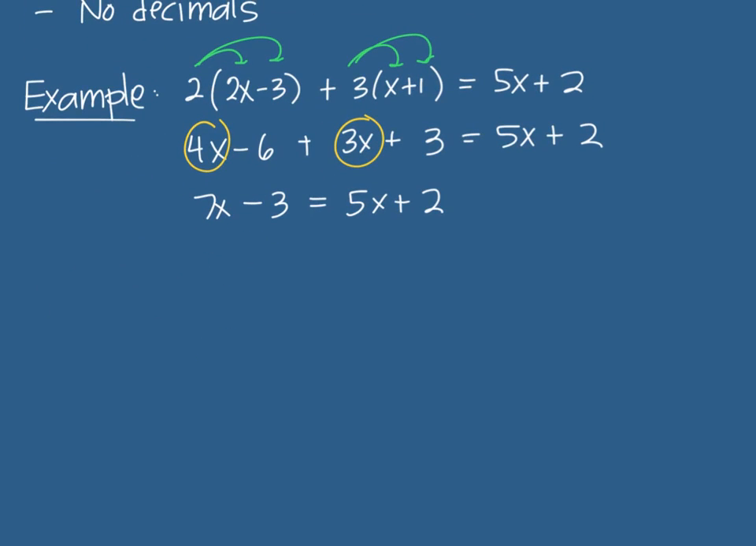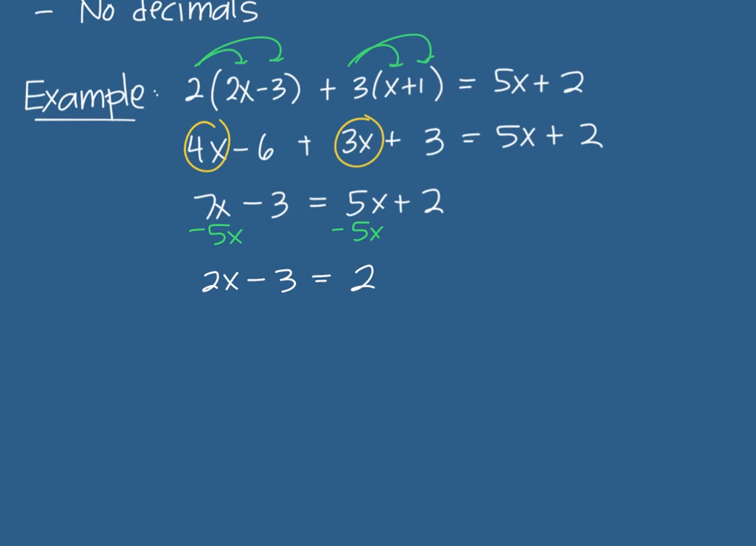All right, now, what would be the next legal step? Okay, I'm going to deal with the 5x first. So subtract the 5x from both sides. And that would leave me with 2x minus 3 equals 2. What might somebody else have suggested as a different legal step?